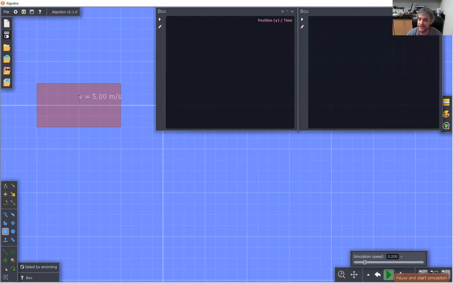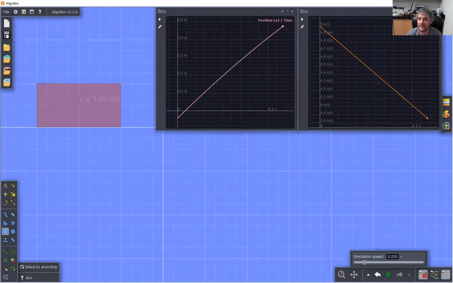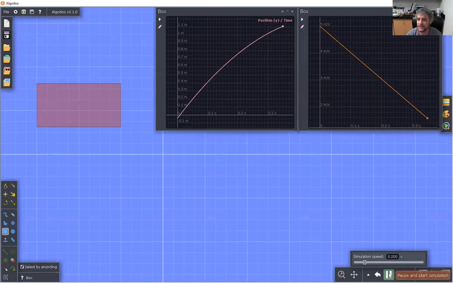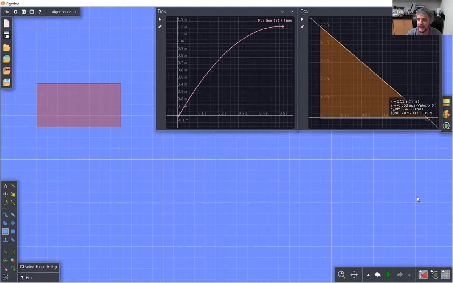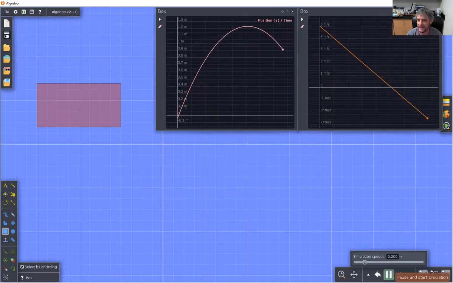I start with an initial velocity, and so on my velocity time graph, I started with 5 meters per second velocity, and I decrease. I'm slowing down, and then eventually I hit 0 meters per second. That's when I'm at the top of my motion, and then I start picking up speed in the negative direction.